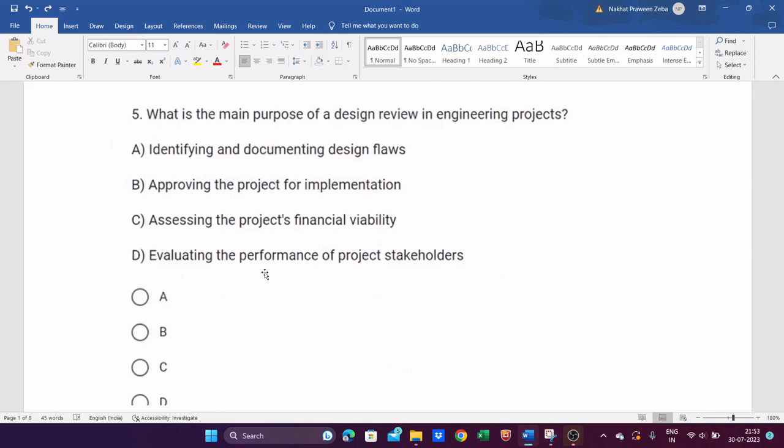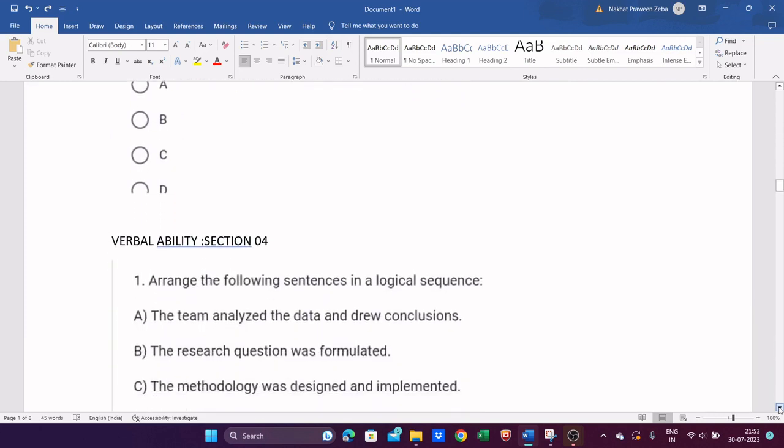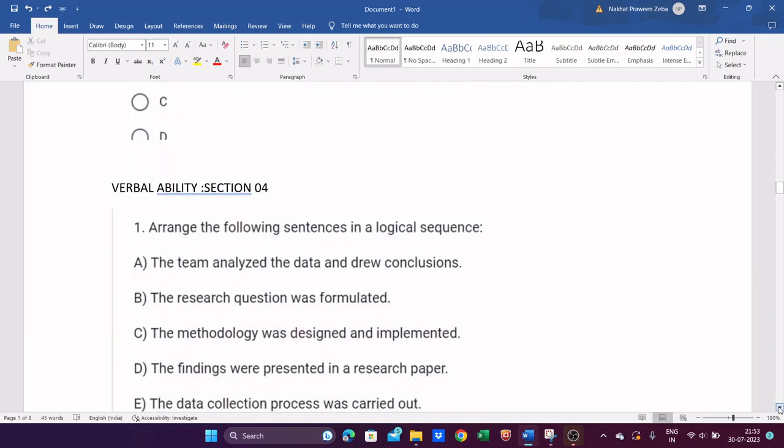Hmm, I think main purpose of design review. So at the stage of design review, I think we should focus more on identifying and documenting design flaws, right? Because approving the project for implementation, yeah, it can also be there, but need to select one. So I think A, identifying and documenting design flaws. I have marked this one only. So that's all about all the questions of the critical thinking.